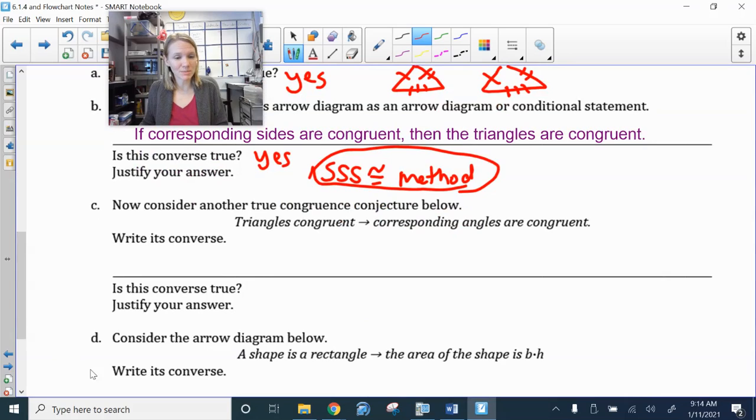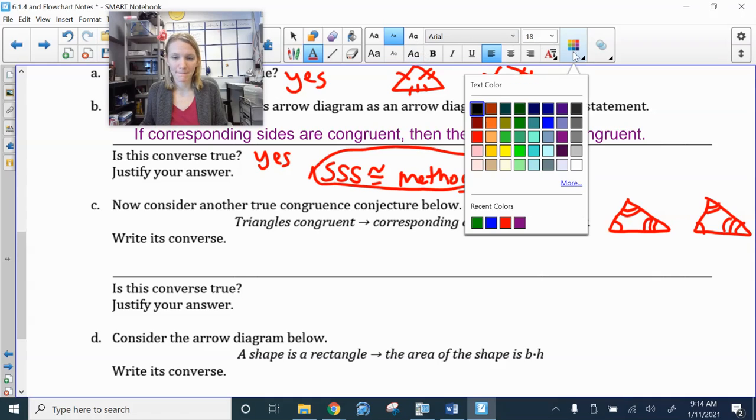So now we have basically the same thing. It says, consider another true congruence. If the triangles are congruent, then the angles are congruent. And this, again, will tie right into something we talked about. So we're going to write its converse to start with. It's almost the same sentence that we just wrote.